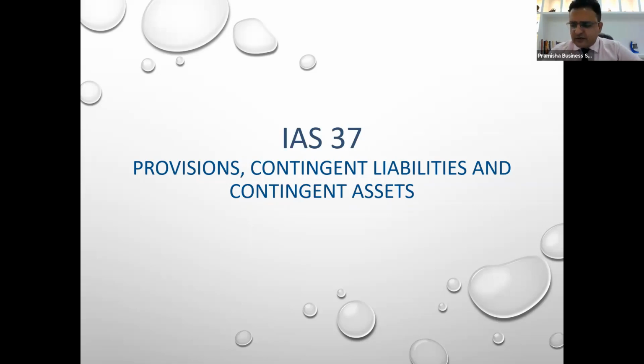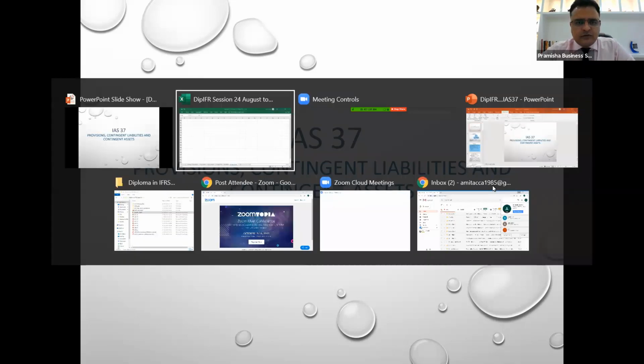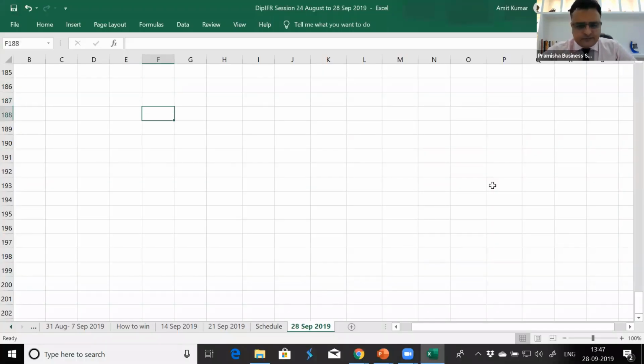So this was a standard which was actively used for creative accounting. Entities were creating provisions when they were not supposed to, and they were not creating a provision when they were supposed to. So this standard clearly clarifies when an entity is eligible to create a provision.